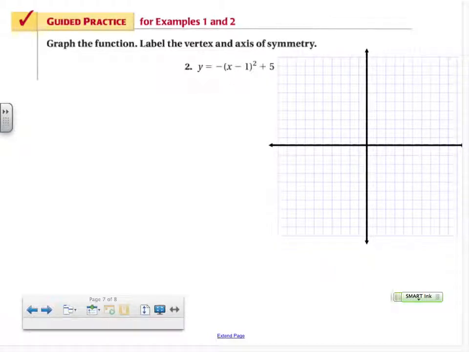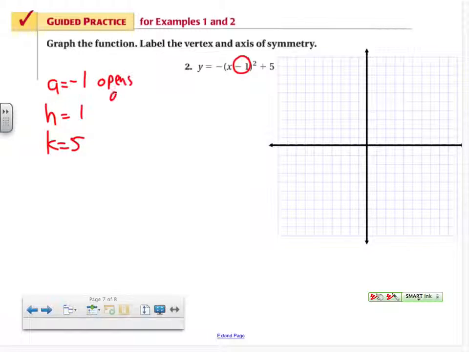As we look at this one, identify our constants. Where A is negative 1, H is 1. Again, we're going opposite for H. K is 5. So that means this one opens down. And our vertex is at (1, 5). And here's our axis of symmetry at x equals 1.